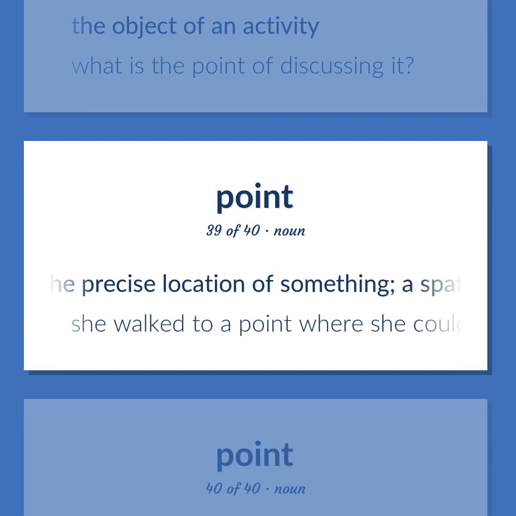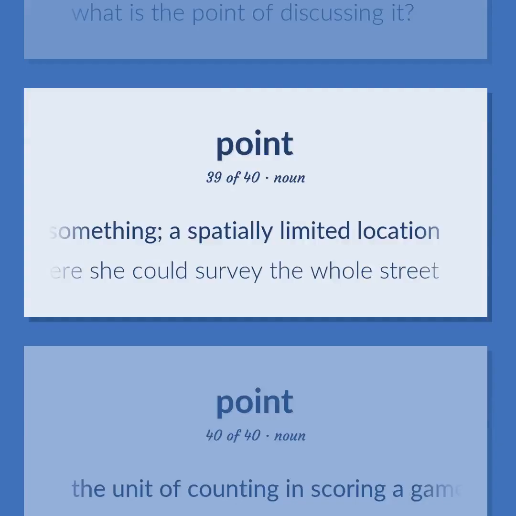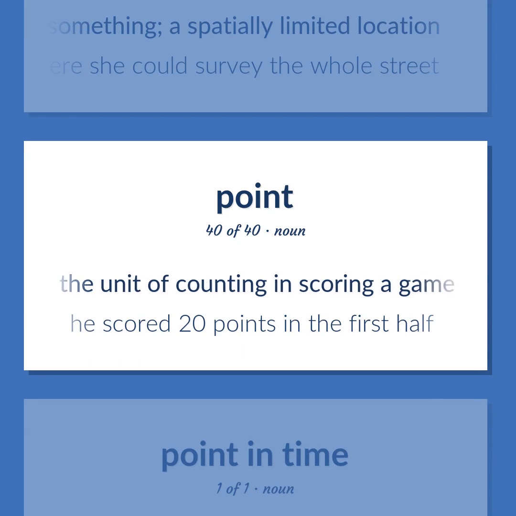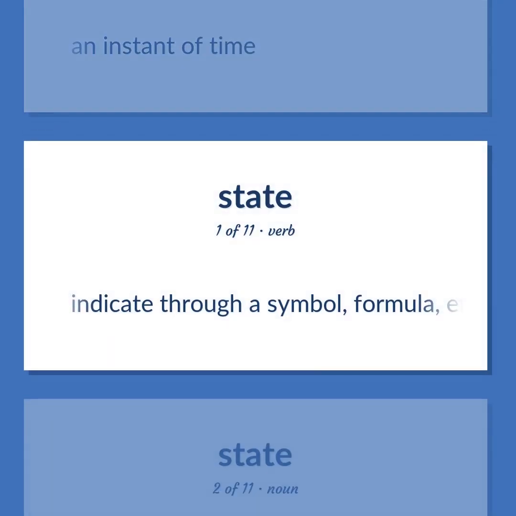The precise location of something, a spatially limited location. She walked to a point where she could survey the whole street. The unit of counting in scoring a game or contest. He scored 20 points in the first half. An instant of time. Indicate through a symbol, formula, etc.